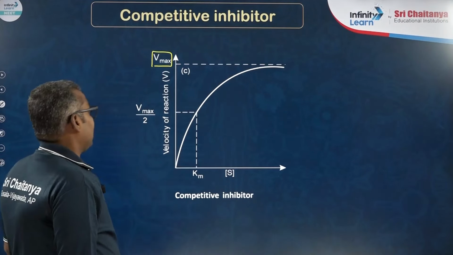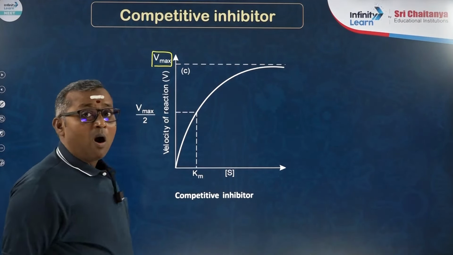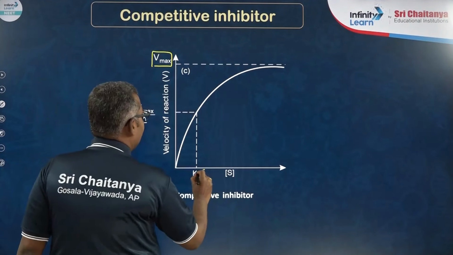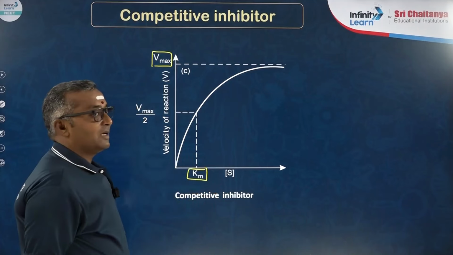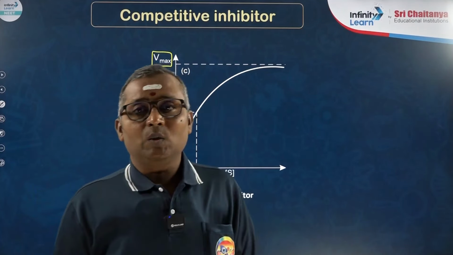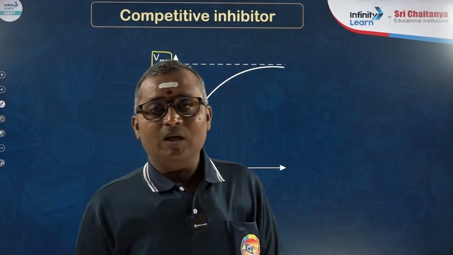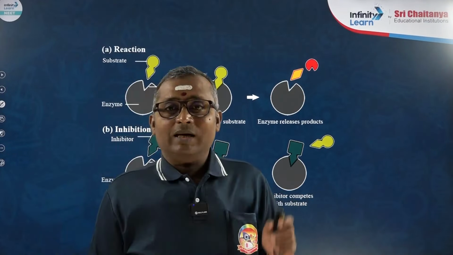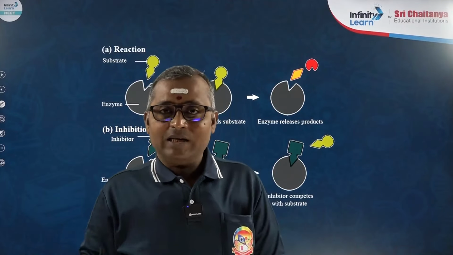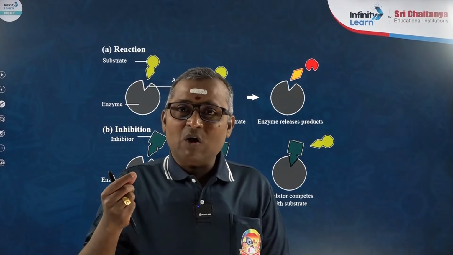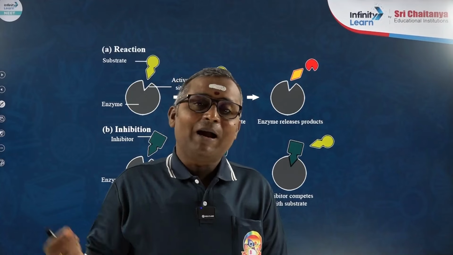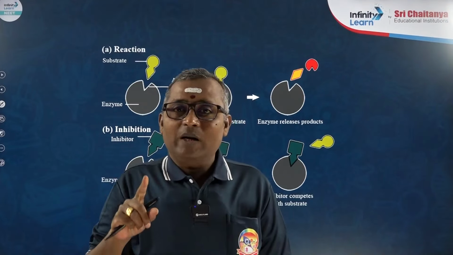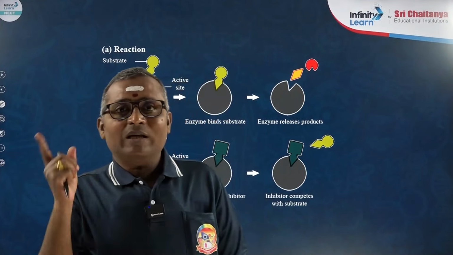The substrate concentration which is required to cause half maximal reaction rate itself is called the Michaelis-Menten constant. That is also called the Km value. And enzymatic activity also depends on certain inhibitors, or certain chemicals which shut off the metabolic reaction or enzymatic activity. Such chemicals which shut off the enzymatic activity are called inhibitors, and the process is called inhibition.